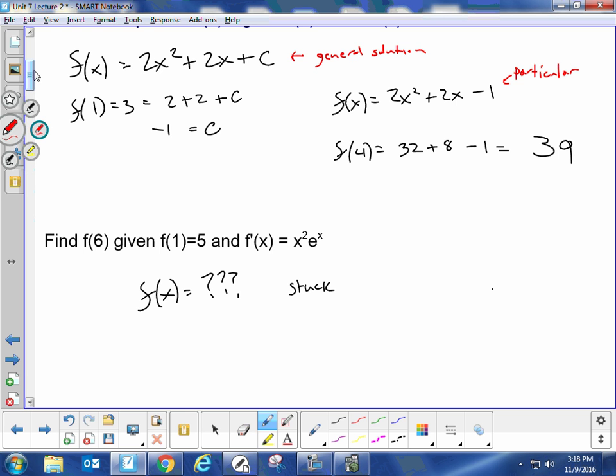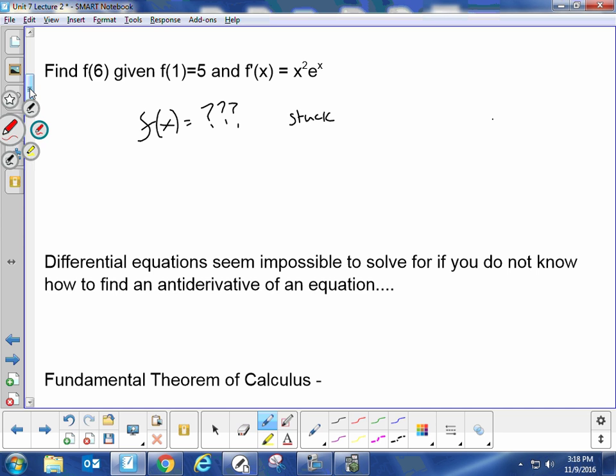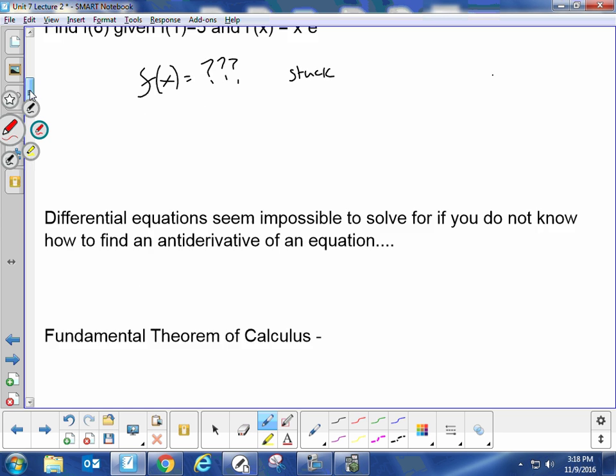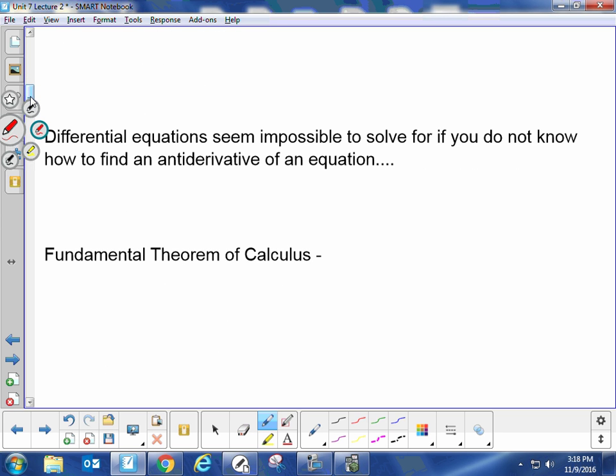The answer is yes. Okay, and it's because of the fundamental theorem of calculus. They seem impossible to solve if you don't know how to find the antiderivative of an equation. Fundamental theorem of calculus, just to remind you, is if we want to find the area from a to b under some function, I'm going to use f prime of x, it's just equal to the change in my antiderivative, correct?